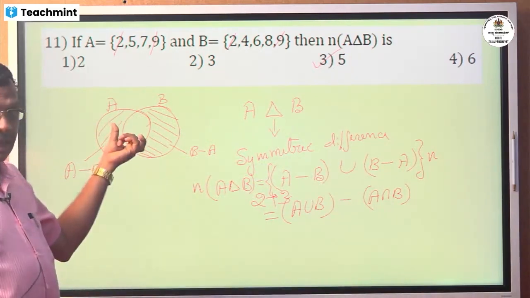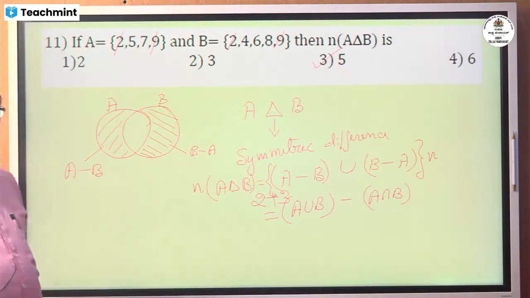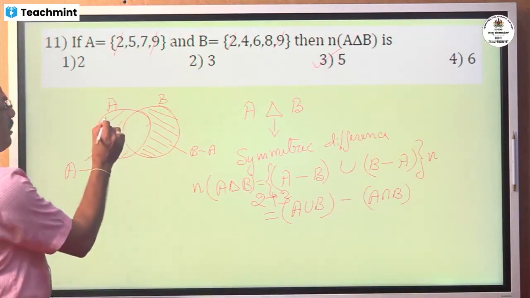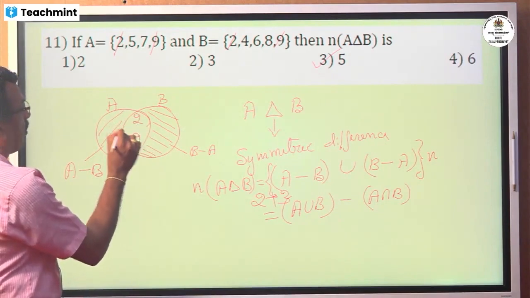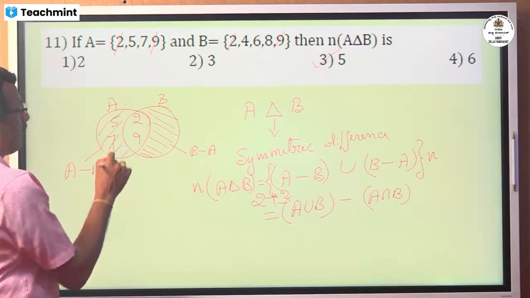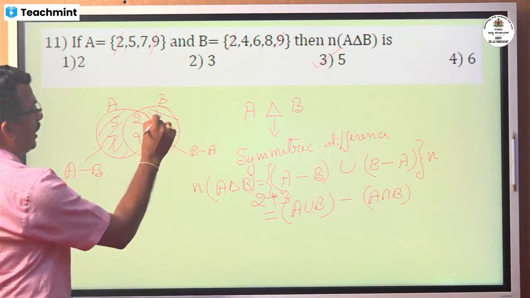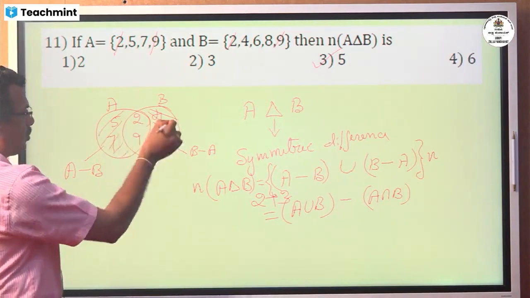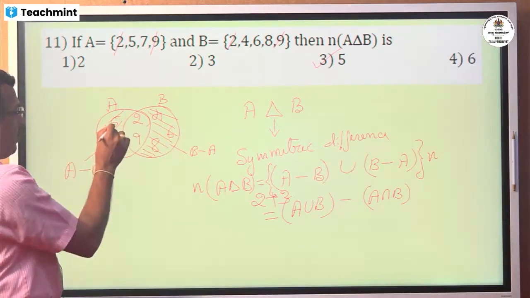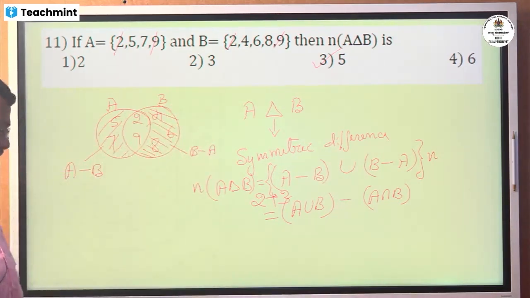If that was not clear, you know the symmetric difference concept. When I write the elements here, 2 is common, 9 is common, 5 and 7 are remaining. Next, here 2 and 9 are written, and 4, 6, 8 are remaining. When I combine these two together, how many elements do I get? 1, 2, 3, 4, 5. So the number of elements is equal to 5.